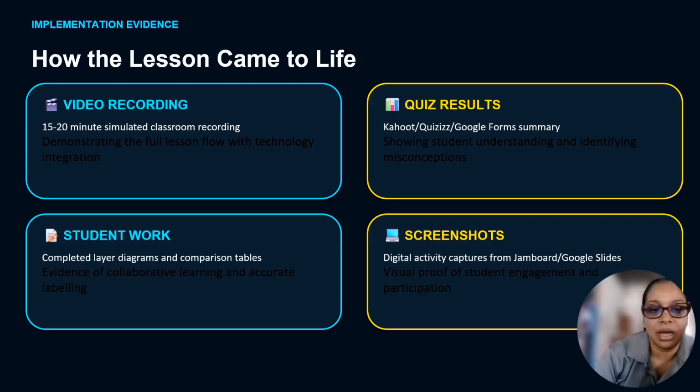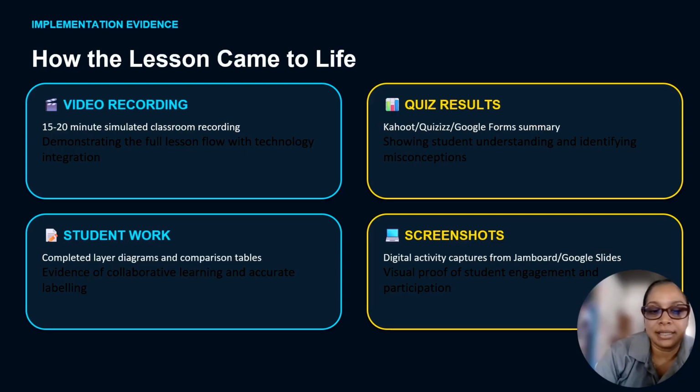Secondly, we have our quiz results. The Kahoot and Google Forms responses gave us a summary of student understanding. More importantly, they showed us exactly where the misconceptions were. For example, students confusing the outer core and the inner core.